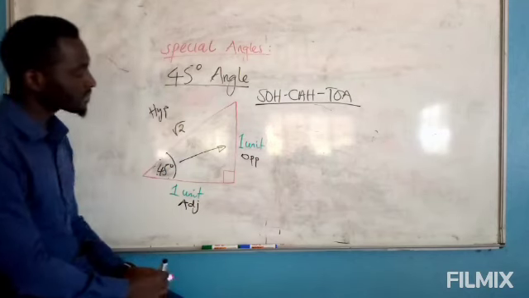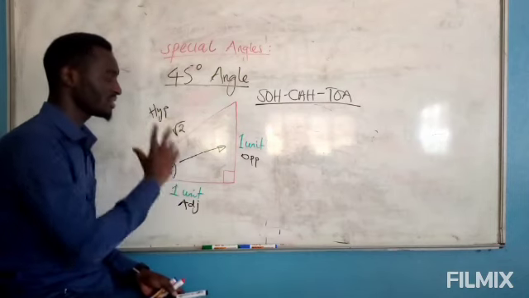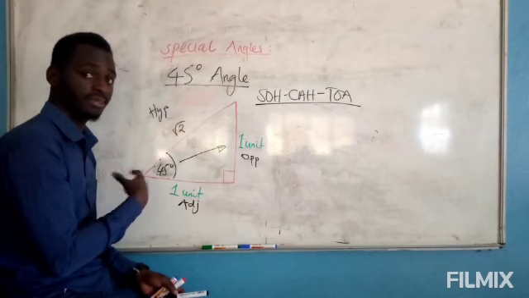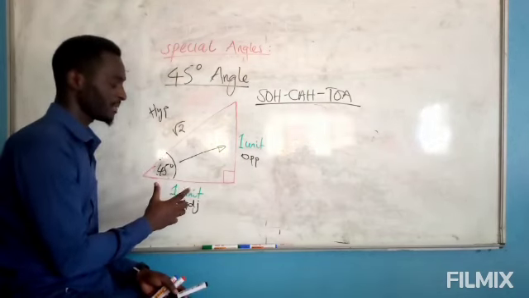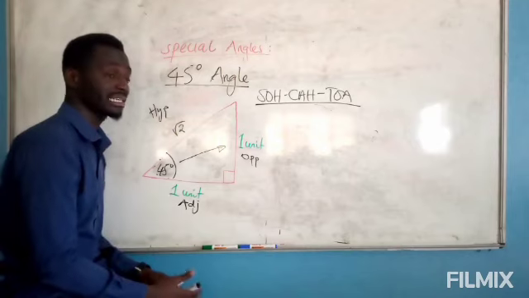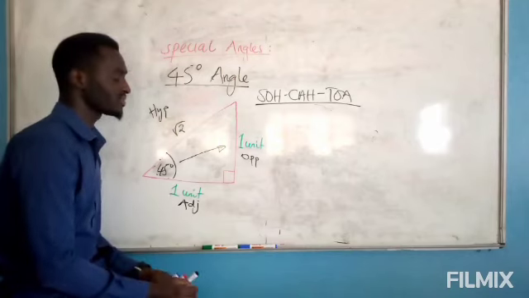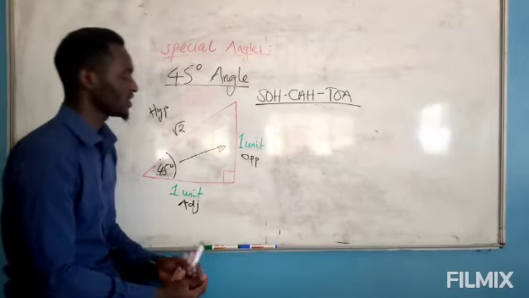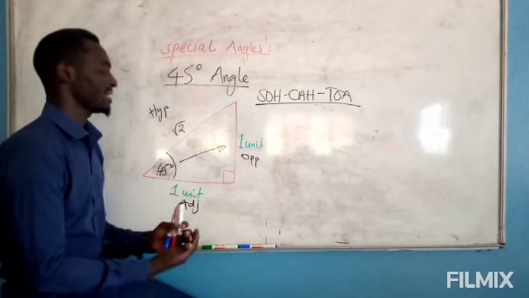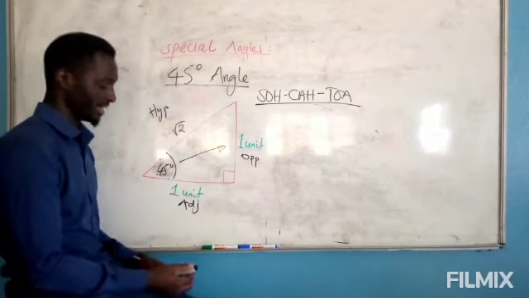Now that has been said, we know how to use SOHCAHTOA, because you can't start using SOHCAHTOA without knowing which one is opposite, which one is adjacent, and which one is hypotenuse. You need to understand those three sides and how they behave in relation to the angle that has been provided.